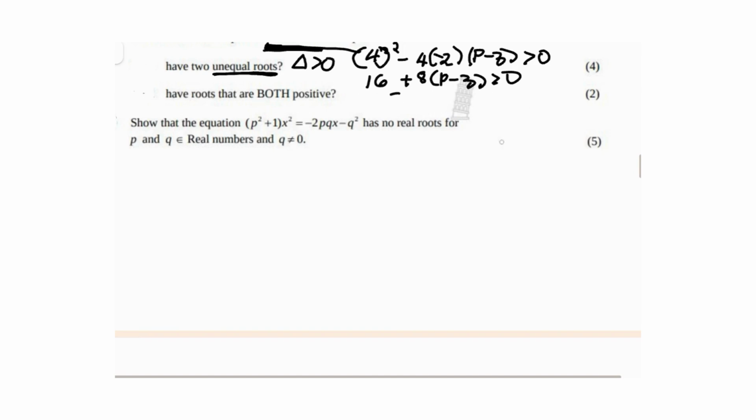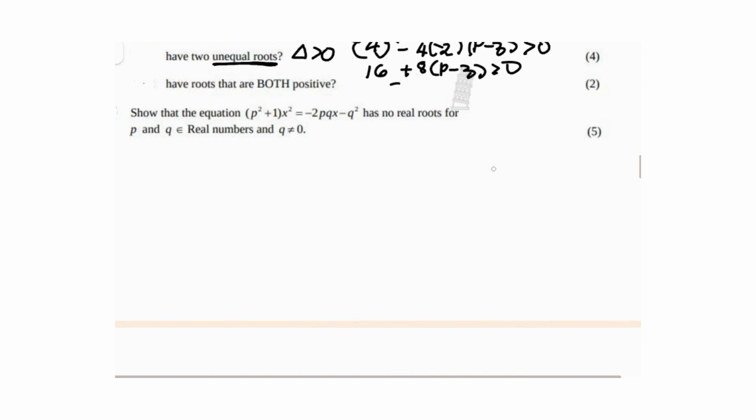Okay, so the next question, for 5 marks: show that the equation (p squared plus 1) x squared equals negative 2pqx minus q squared has no real roots, for p and q being elements of the real numbers and q not equal to 0. Firstly, what do we expect if we are talking about no real roots? We expect delta to be less than 0, to be negative.